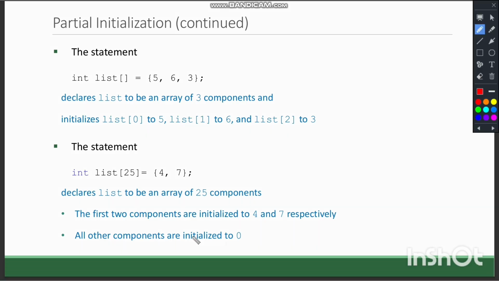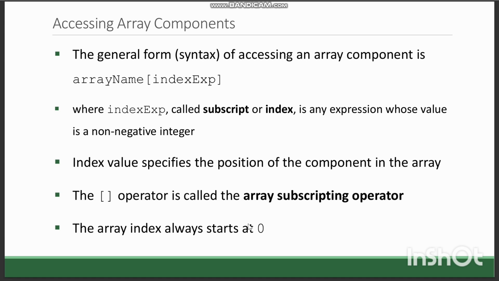So partial initializer continued. This is the continuation of the previous example. int list = {5, 6, 3} declares a list of 3 components, so list[0] is 5, list[1] is 6, list[2] is 3. For the statement with list[25], the size is 25, but we have only given the two initializers 4 and 7, so it declares an array of 25 components. The first two components will be initialized to 4 and 7, and all other components will be 0, like we have discussed here.